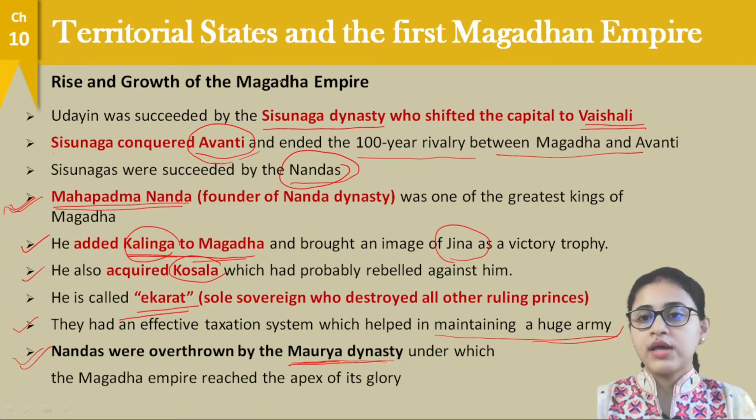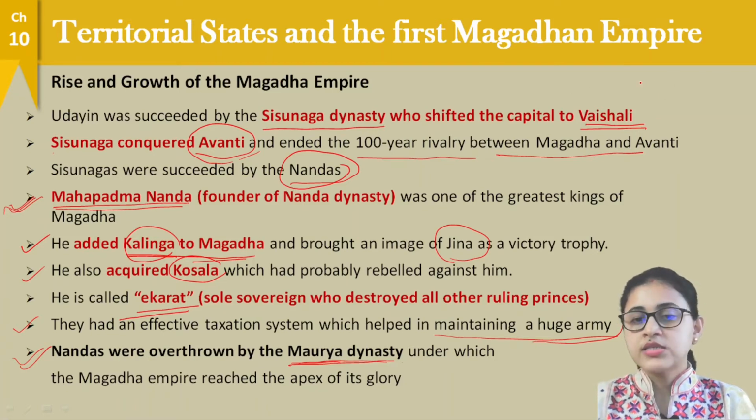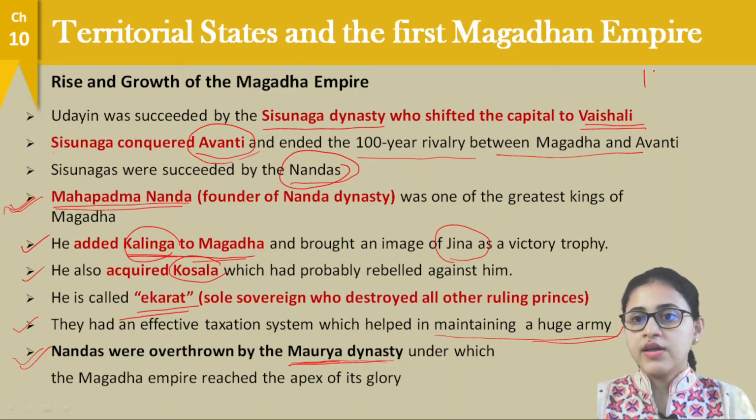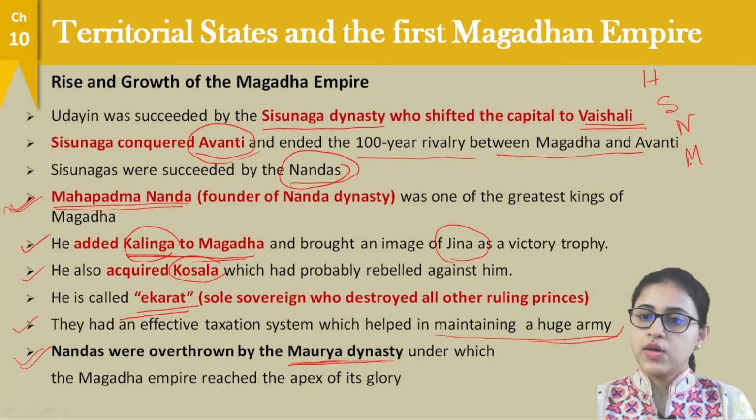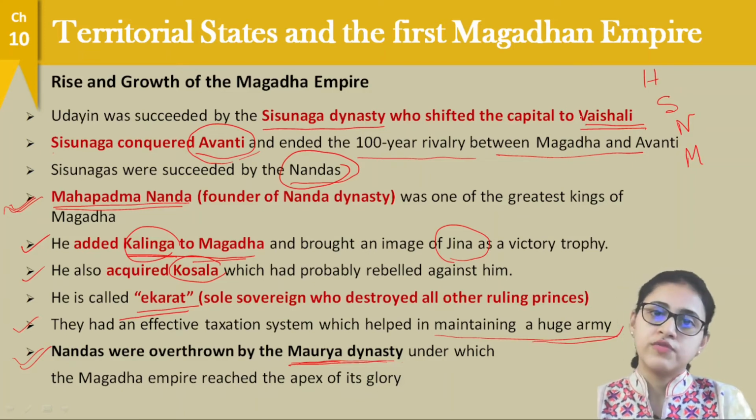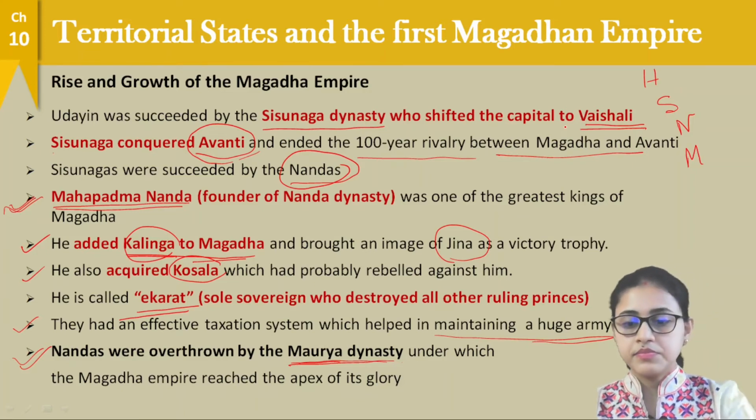Now if you summarize, in the Magadha empire we have the Haryanka dynasty, then the Sishunaga dynasty, then the Nanda dynasty, and then the Mauryan dynasty. So this is the chronology. Try to remember the chronology, and also the chronology of the kings, right?